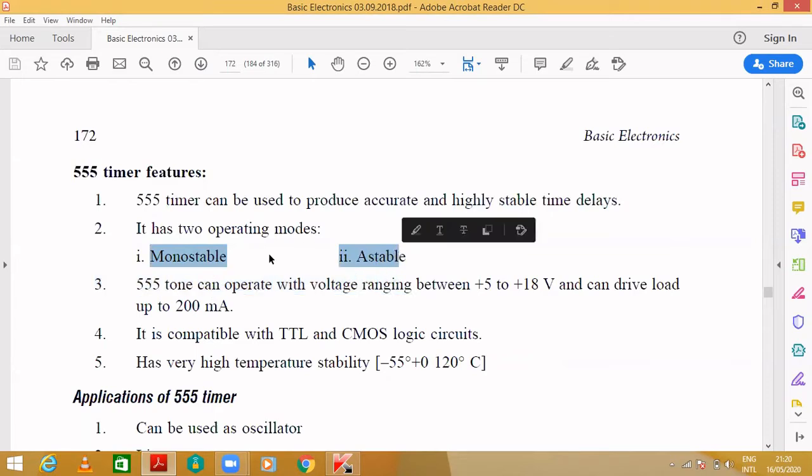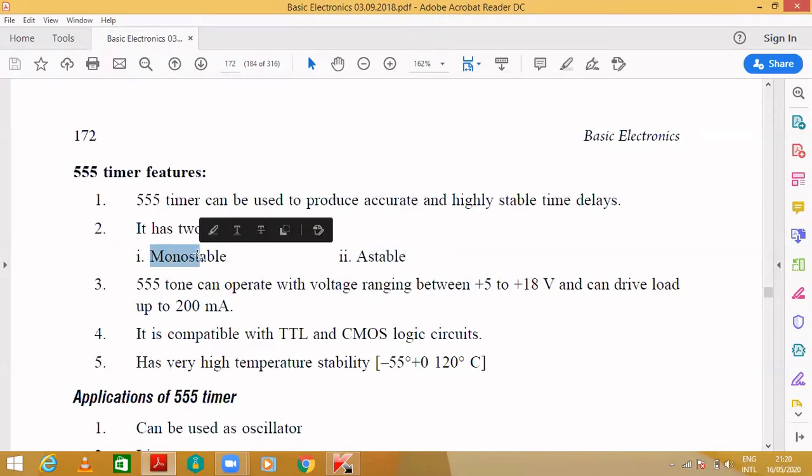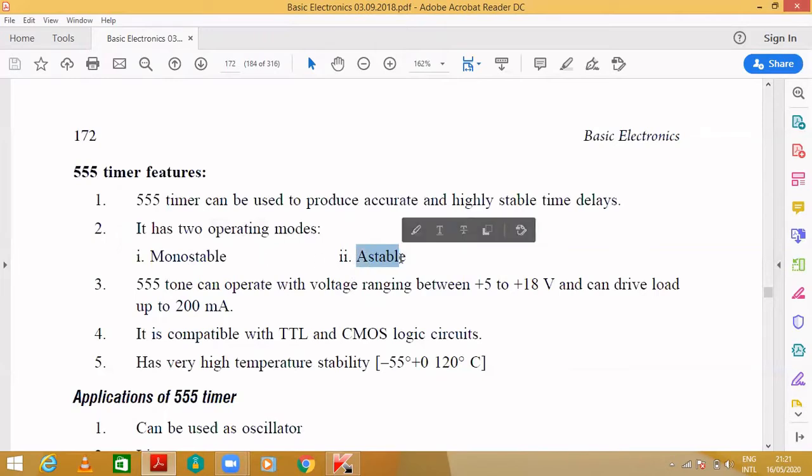So what is this monostable and astable? The astable multivibrator is nothing but it switches between two unstable states. There is no proper stable state, it keeps on changing, from positive to negative, negative to positive. Whereas in monostable, there is one stable state and the other will be fluctuating. For your syllabus, you will be studying the astable multivibrator.